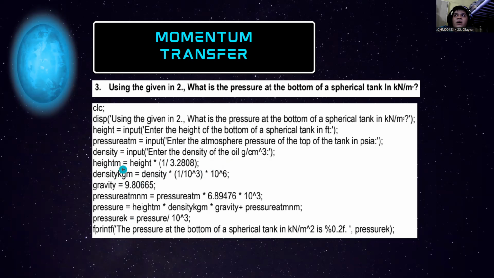And after that, we will get the constant gravity value, which is 9.80665. And after that, we will get the atmospheric pressure by multiplying by 6.89476, times the raise. After that, we will get the pressure, which is the converted height in meters and the converted density in kilograms per cubic meter, times the gravity constant, plus the converted atmospheric pressure. After that, we will convert the result of the pressure into kPa, kilonewton, and we need to divide it by 10 raised to 3.